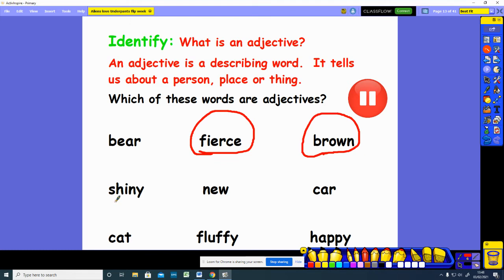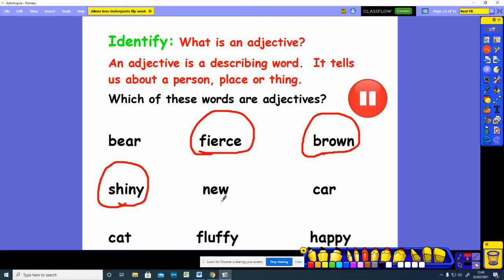Shiny. Is shiny a describing word? Yes, it is. Shiny tells you what something looks like. I have a shiny new watch. It tells me that my watch is shiny.